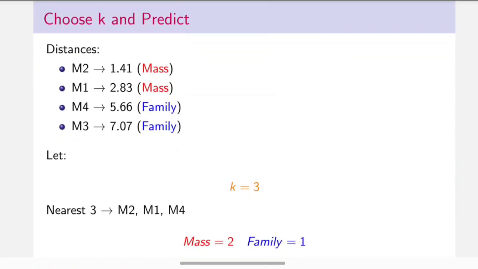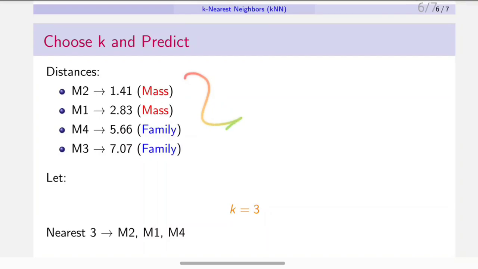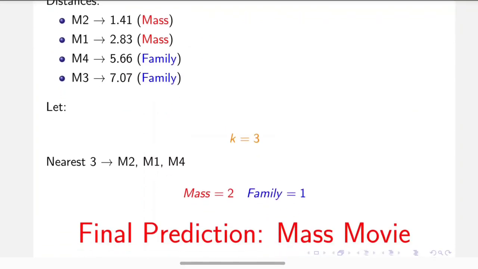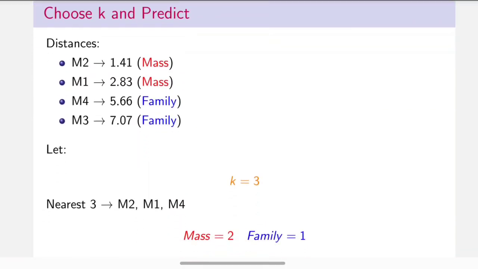Now we arrange the distances in ascending order. If you arrange them in ascending order, you get M2 on top, M1 second, M4 third, and M3 last. If I choose k equal to 3, that means we consider the 3 nearest neighbors. Here the 3 nearest neighbors are M2, M1 and M4, right?